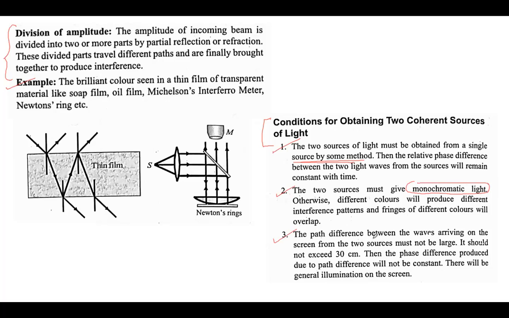तीसरा, the path difference between the waves arriving on the screen from the two sources must not be large. It should not exceed 30 centimeter path difference. Then the phase difference produced due to path difference will not be constant. There will be a general illumination on the screen.